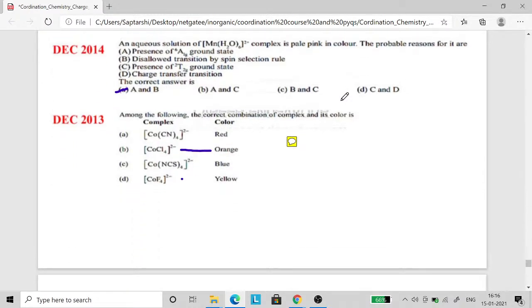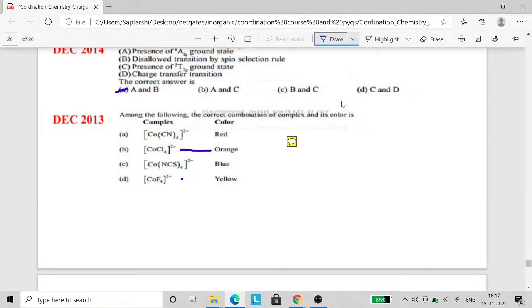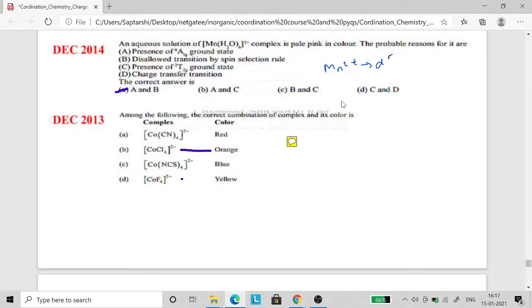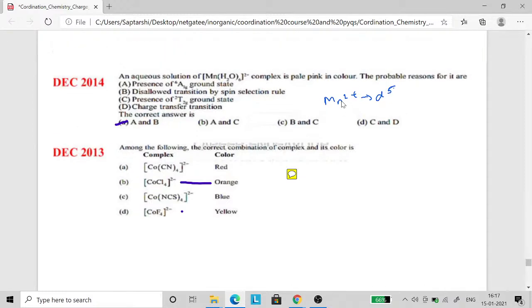Okay, next one: aqueous solution of [Mn(H2O)6]2+ complex is pale pink in color. The probable reasons for it are. Okay, it is pale pink. We already said Mn2+ is a d5 complex. So d5, as we said, is spin forbidden. Over here we have an option, disallowed transition by spin selection rule. So B is right. So we can cancel this and this out. So we have two left.